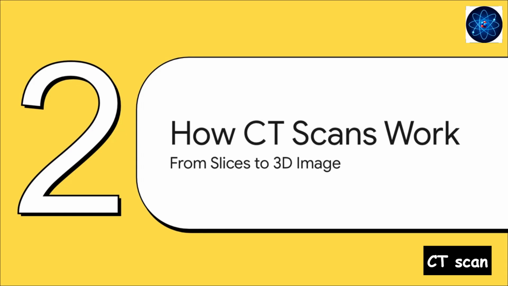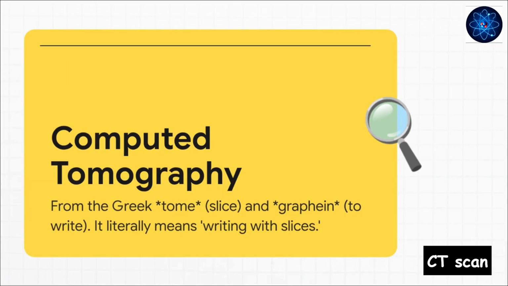Okay, so if that flat shadow just isn't good enough, how in the world do you build a 3D picture? Well, that brings us right to our next section, how these things actually work. You know, the name itself gives us a massive clue, computed tomography. It actually comes from two Greek words, tome, which means slice, and graphein, which means to write. So a CT scan is literally writing with slices. And honestly, that perfectly sums up the whole idea.